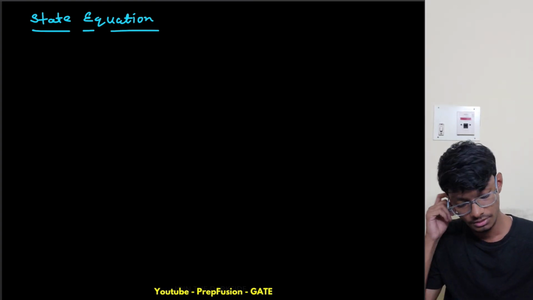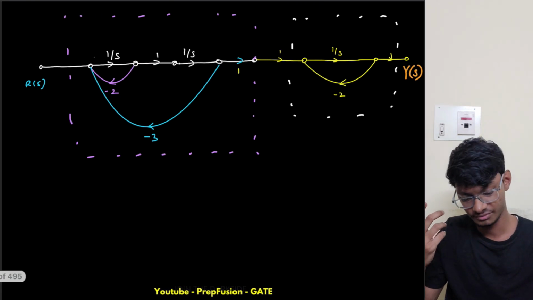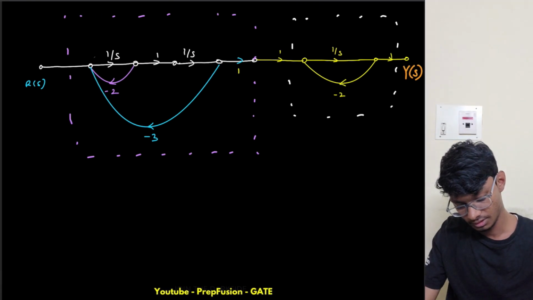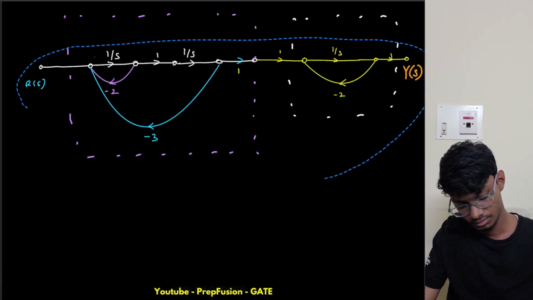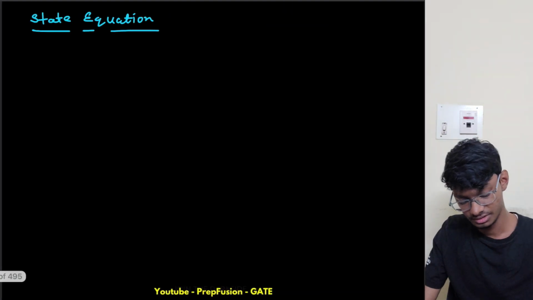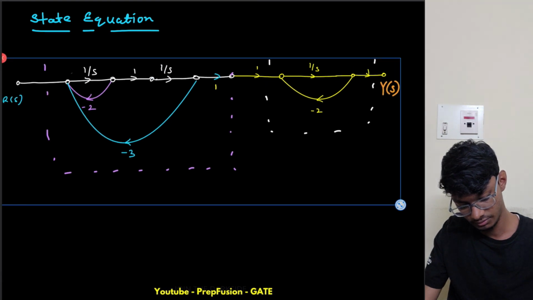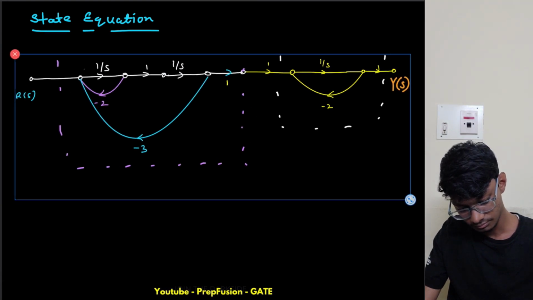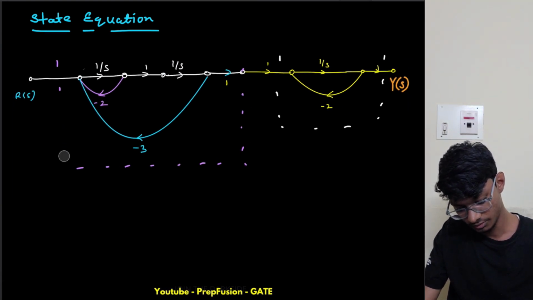State equation. Okay, so again the same procedure. What I have to do is remove the initial conditions. Initial conditions aren't there, so I have to write the state variables, then remove the 1 by s terms.